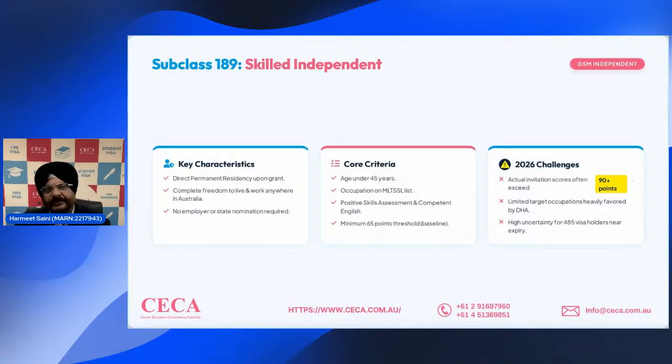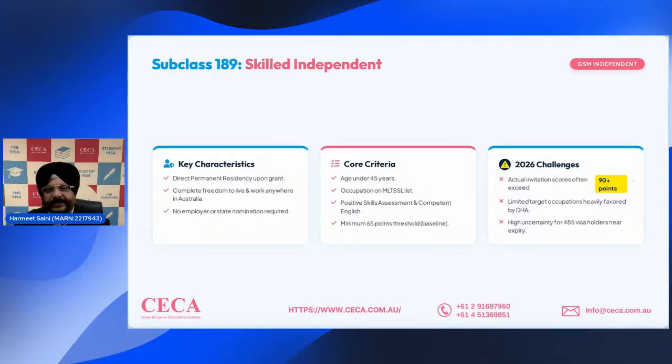this visa. But the main challenge, or pitfall, when you wait for this visa subclass is that although the minimum threshold is 65, when actual invitations occur, people are getting invited with a minimum of 85 to 90 plus points, as we have seen compared to the previous financial years.